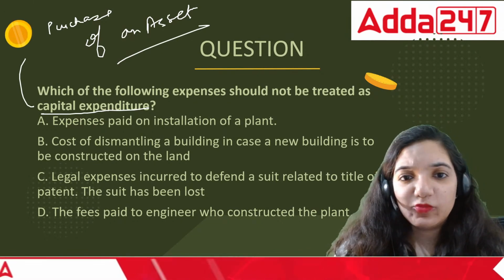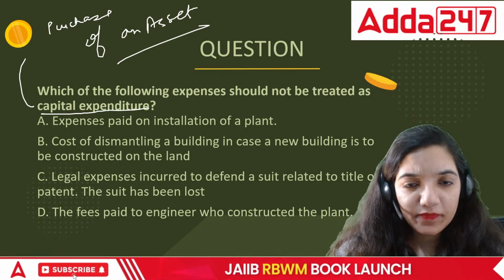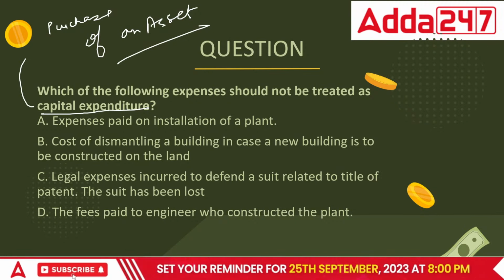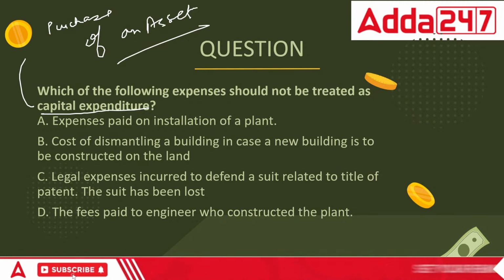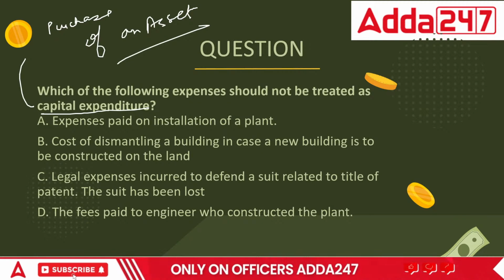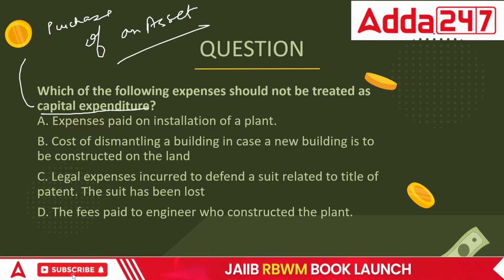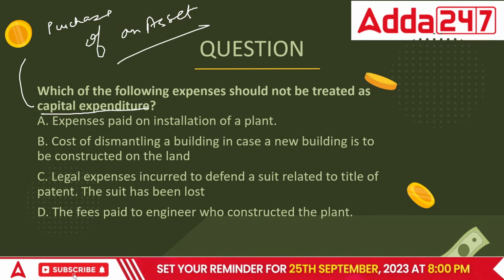So in this case, what's going to be the answer? The capital expenditure paid on the purchase or installation of a plant. The expenditure on dismantling a previous machine, and then you're getting another one. Legal expenses incurred to defend a suit. You are trying to protect yourself. The suit has been lost. And the fees paid to the engineer who constructed the plant.